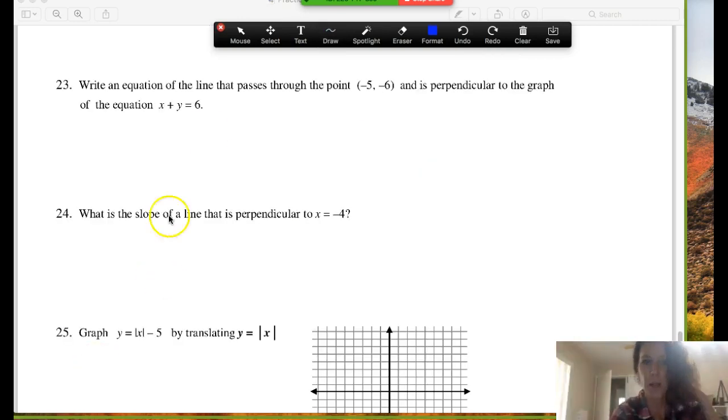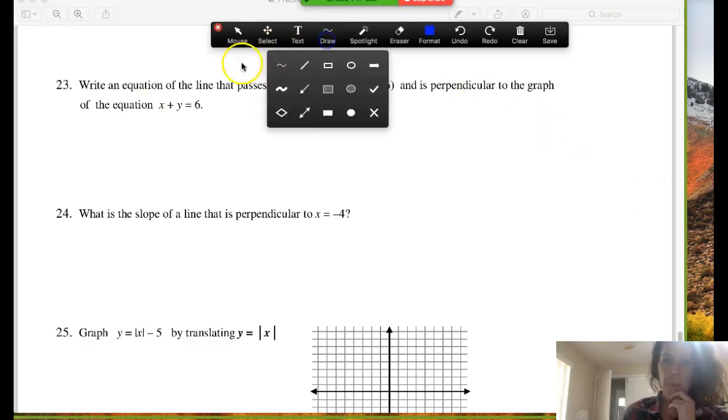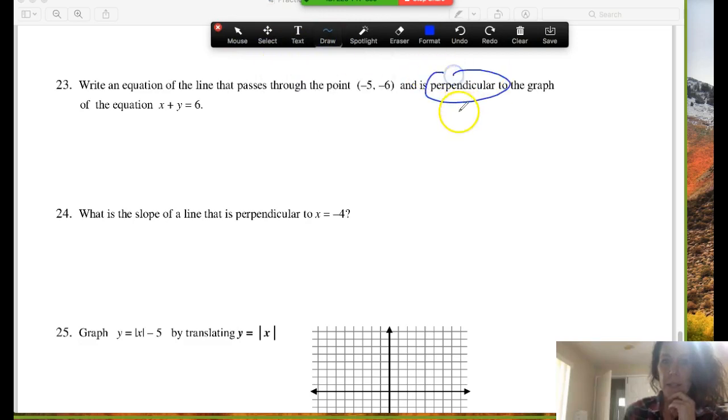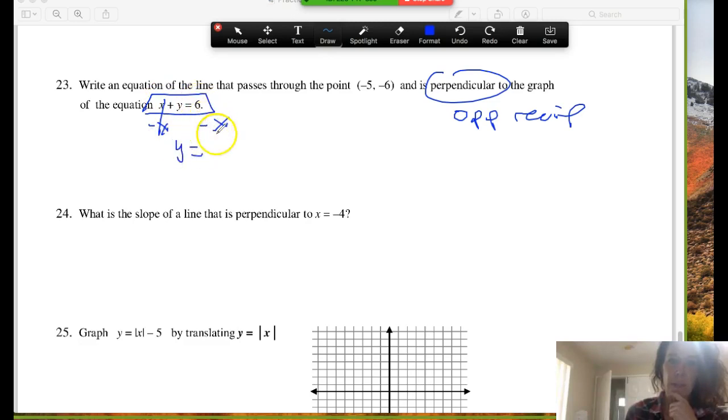Okay, write an equation of a line that passes through the point -5, -6, and it's perpendicular to this equation. Okay, perpendicular means opposite reciprocal slope. So I have to find the opposite reciprocal slope to this line. So first I have to find this line's slope. I'm going to subtract x from both sides, and I'm going to solve for y. So y is going to equal 6 minus x, or I'll write -x plus 6.